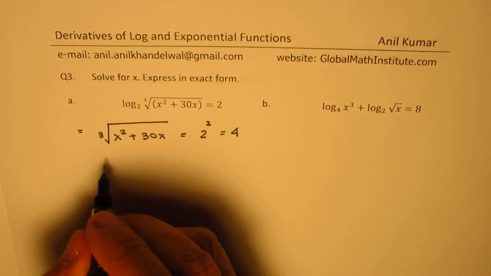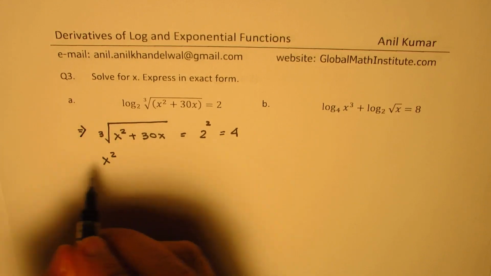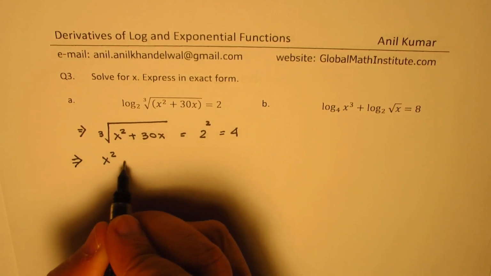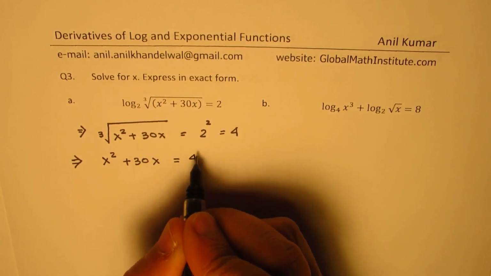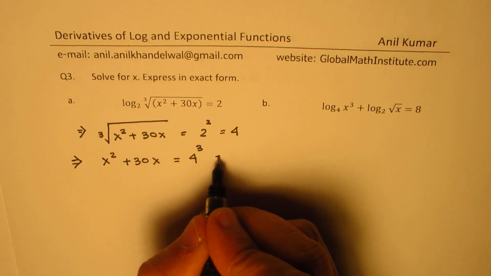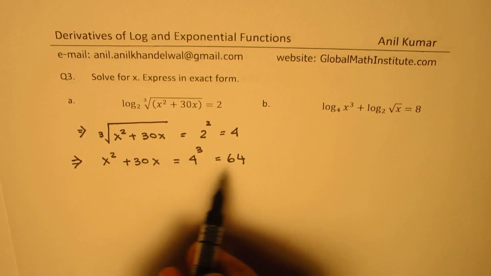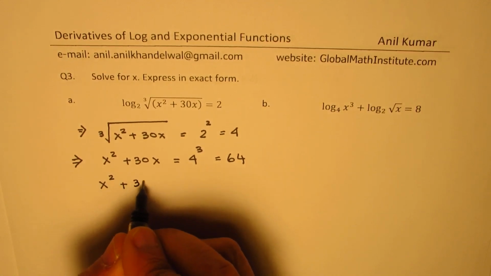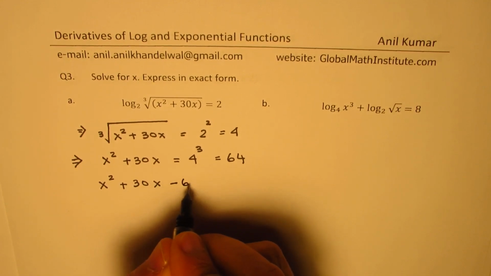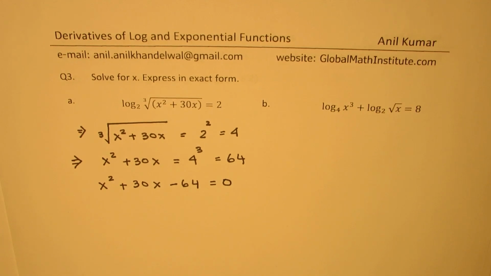Now we'll cube both sides, so this implies x squared plus 30x is equal to 4 cubed, which is equal to 64, right? So now we have a quadratic equation, x squared plus 30x minus 64 is equal to 0. Does it make sense to you? Correct? So that is what you get.